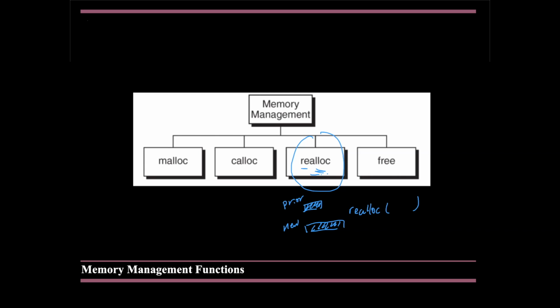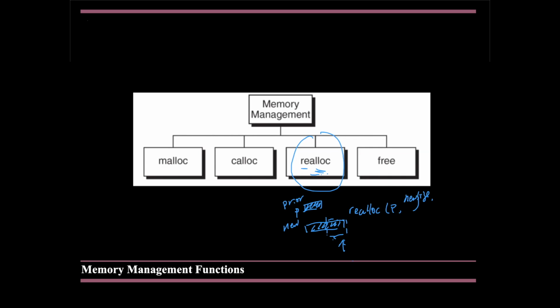This is the prior one. I say this is P. That will be the first parameter. The second one would be the new size. So whatever the size is, let's say 200, and then it'll give you 200 bytes in addition to what you had before.